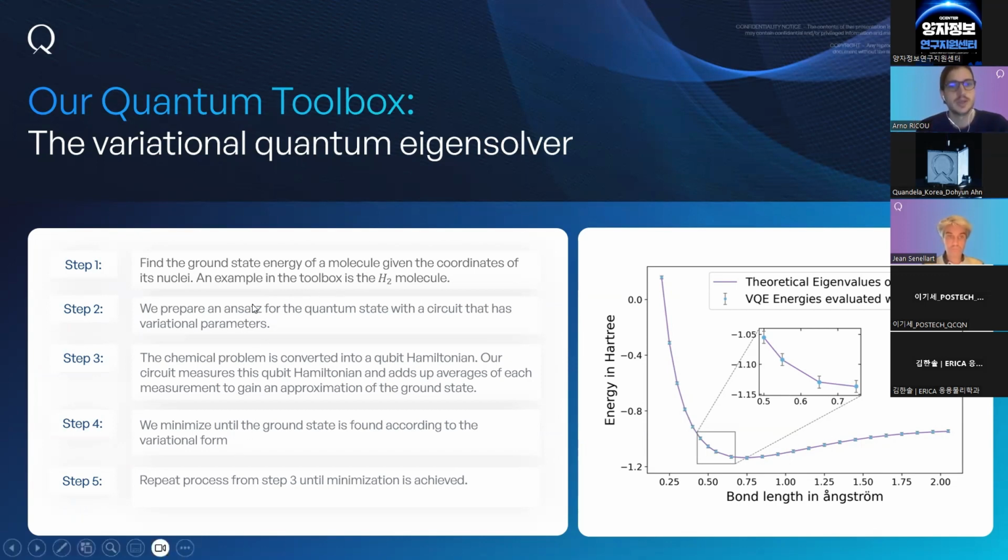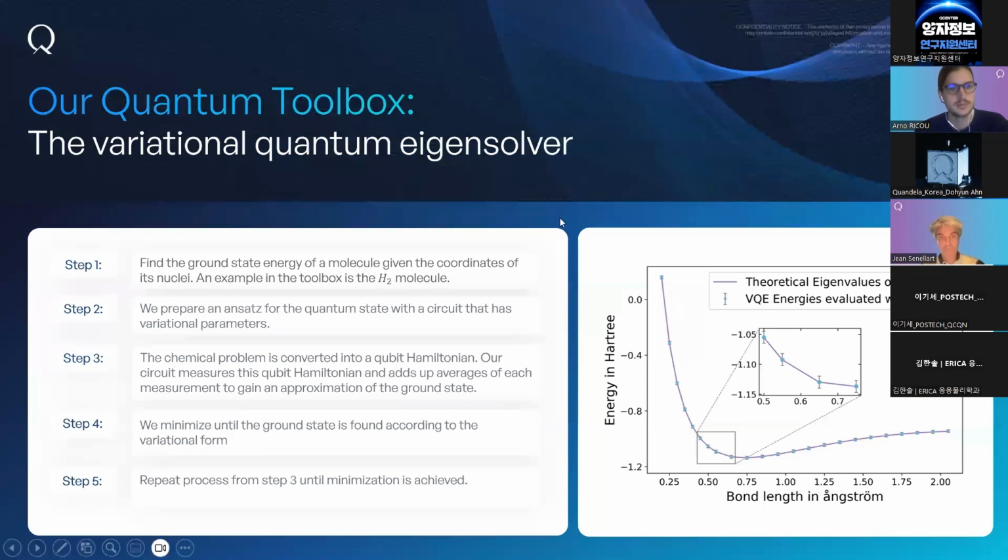So as mentioned, in the toolbox, we have an example for the H2 molecule, and soon we're gonna have examples about lithium hydride, H2O, or even barium hydride. And how it works is that we prepare an ansatz, or you can think ansatz is a synonym of a quantum circuit. And then this quantum circuit has some variational parameters.